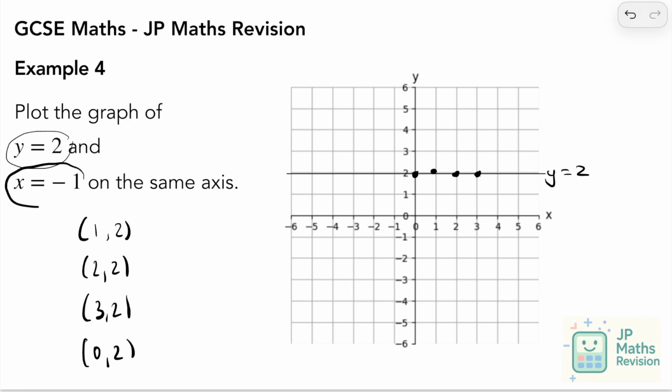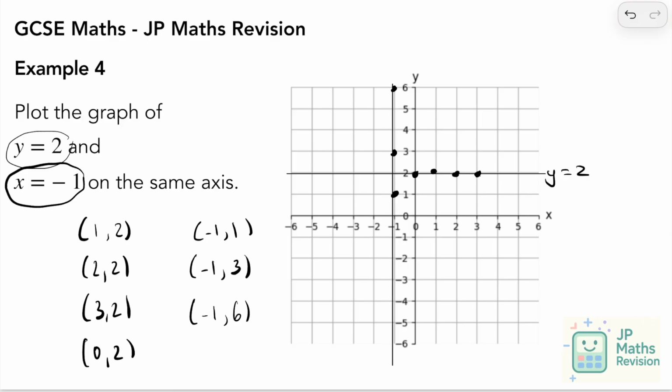x equals -1, similarly, every point has to have an x coordinate of -1. So we could have -1, 1, so that would be here. We could have -1, 3, so that would be here. We could have -1, 6, so that would be here. So again, it doesn't matter as long as the x coordinate is -1. So this again is going to be a straight line, but this time it's a vertical line at x equals -1.